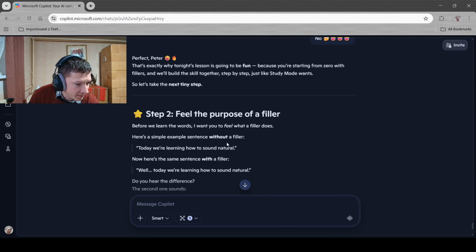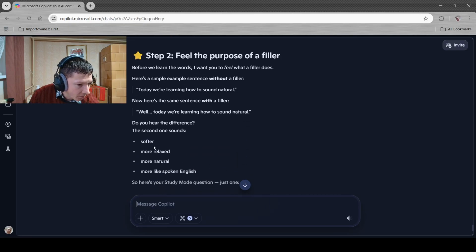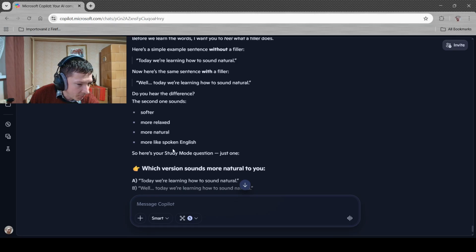Here's a simple example sentence, first without a filler. Today we're learning how to sound natural. Now here's the same sentence with a filler. Well, today we're learning how to sound natural. Do you hear the difference? The second one sounds softer, more relaxed, more natural, more like spoken English.